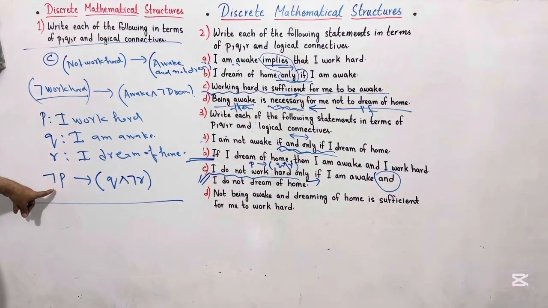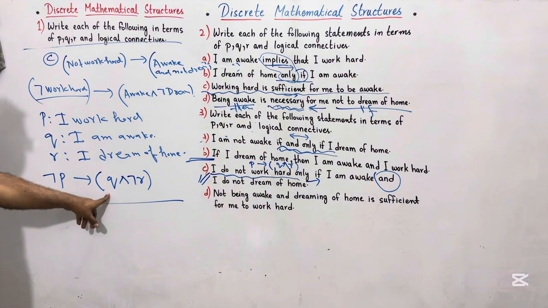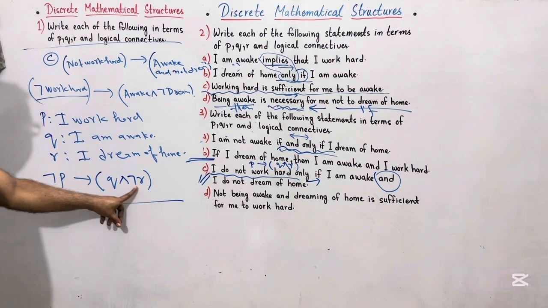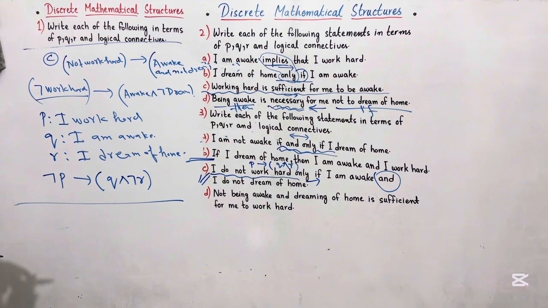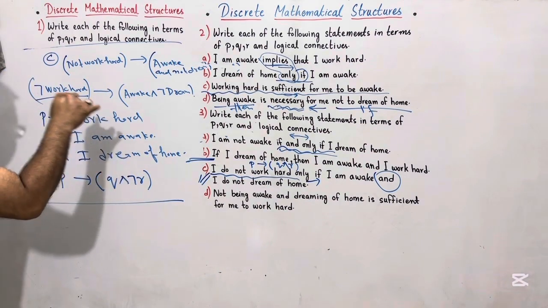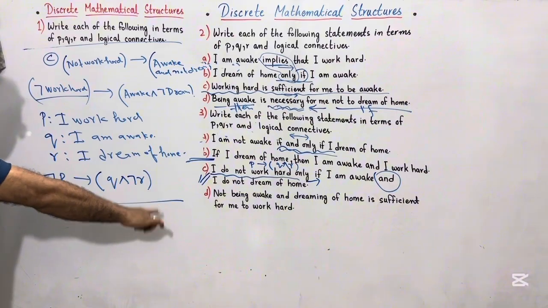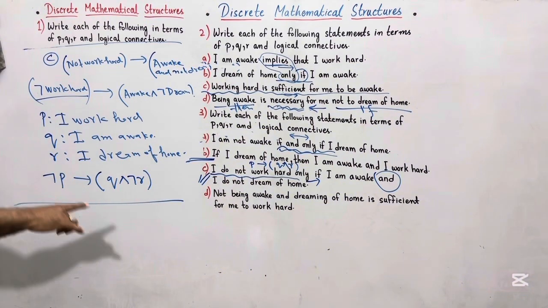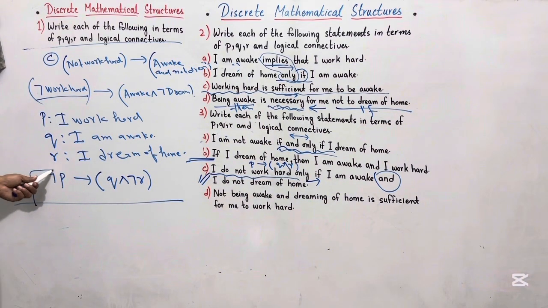So C: if I do not work hard, negation of P, implies that I am awake and I do not dream of home.